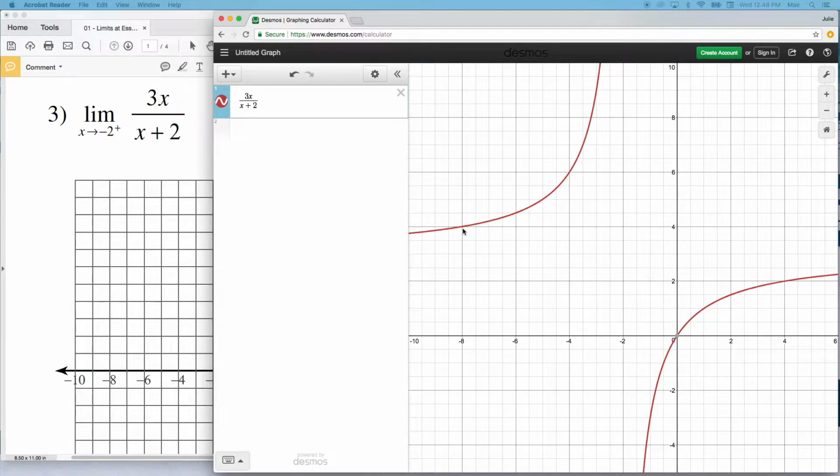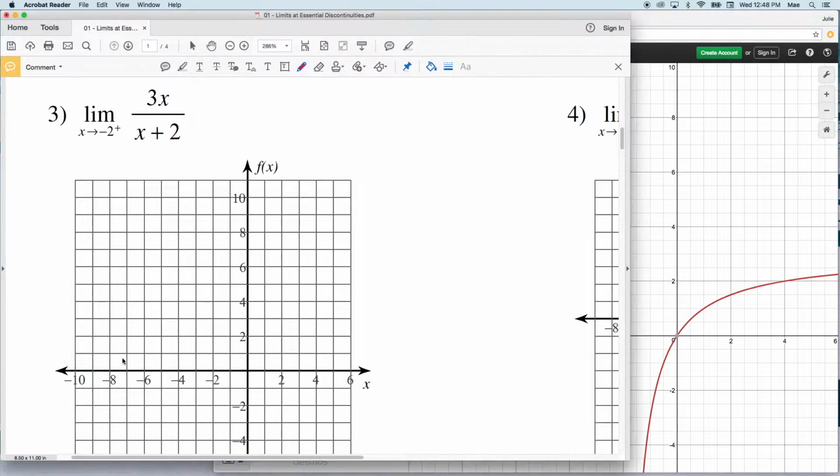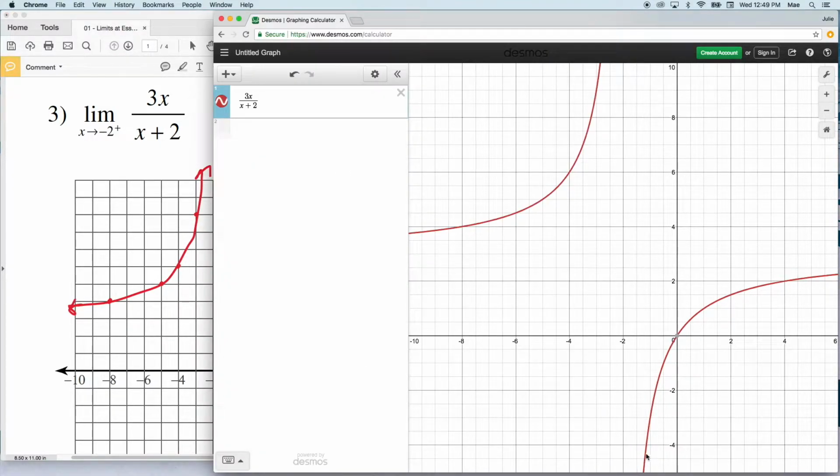At negative 8, we're at positive 4. At negative 5, we're at positive 5. At negative 4, we're at positive 6. And at negative 3, we're at 9. So I'll graph each of those to help me get this curve. Again, that was (-8, 4), (-5, 5), (-4, 6), and (-3, 9). So that's one side of my function. Let's work on the other side.